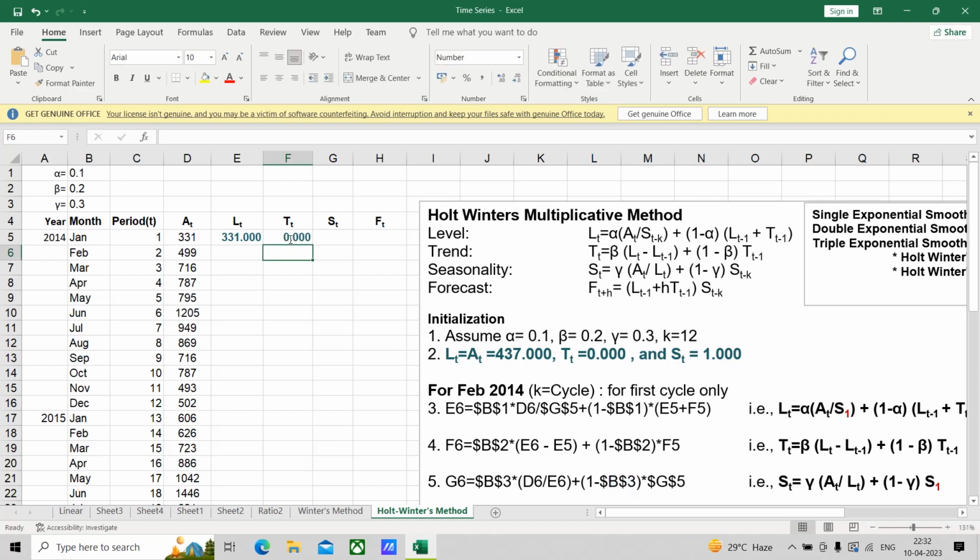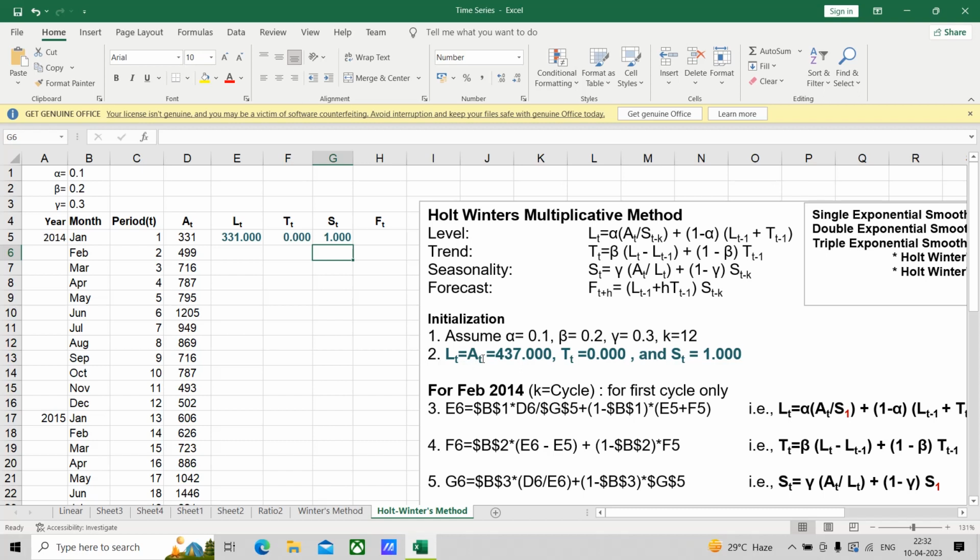Then press enter, and seasonal data is again not available, because in seasonal data we have used S(t minus k), and t is 1 and k is 12. 1 minus 12 is minus 11, which is not available, so we assume here the value of 1, and then press enter.